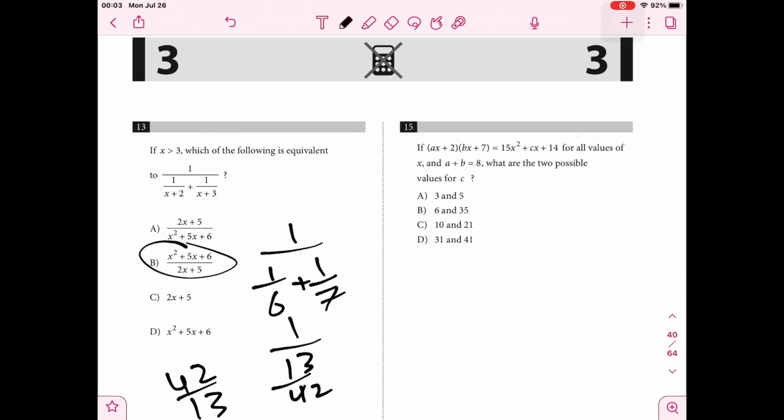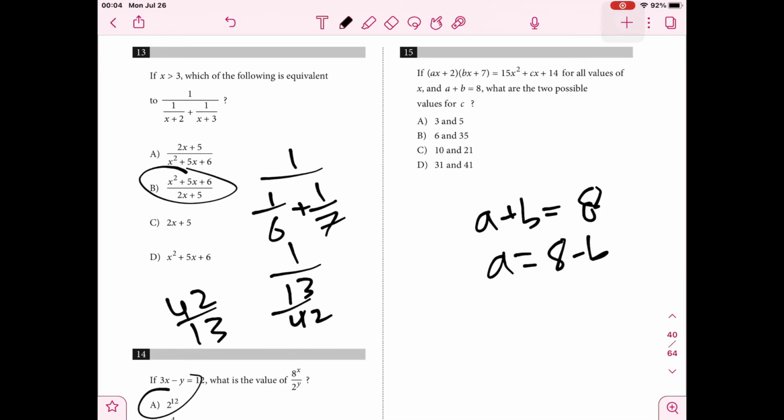Okay. If ax plus 2 times bx plus 7 is equal to that for all values of x, and a plus b equals 8. Okay, if a plus b is equal to 8, then I just solve for one of them. I'm going to say a is equal to 8 minus b. So now I'm going to say 8x minus bx plus 2 times bx plus 7.